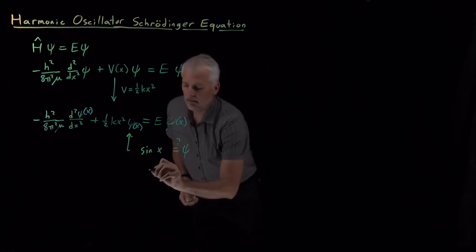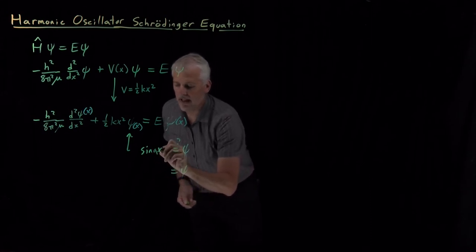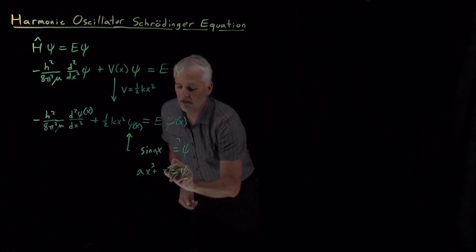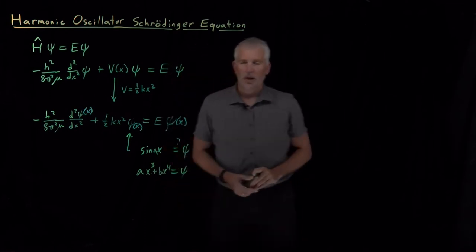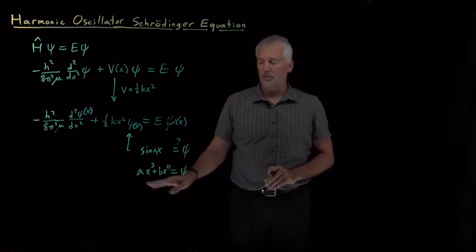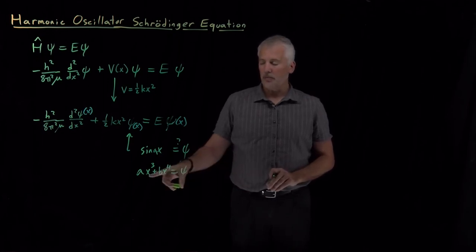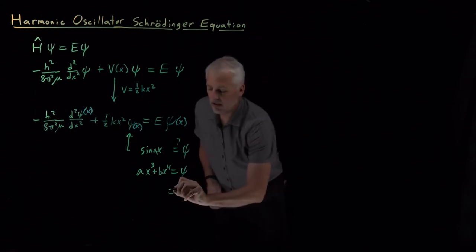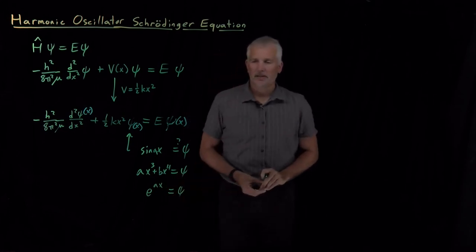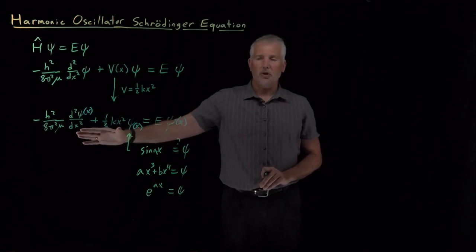Alternatively, maybe the wave function looks like some polynomial. So let's go ahead and say sine of a times x, or a times, I don't know, x cubed, or x to the fourth times a different constant. So maybe psi is a polynomial. It's just got x to the fourth, x cubed, x squared, some polynomial involving powers of x. That's another typical option for what a function might look like. You can consider exponential functions, e to the ax. So some function of this type is going to end up being useful to solve Schrödinger's equation.